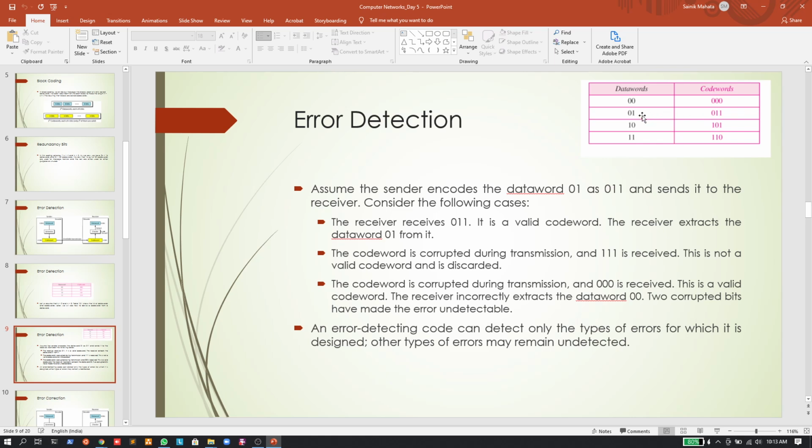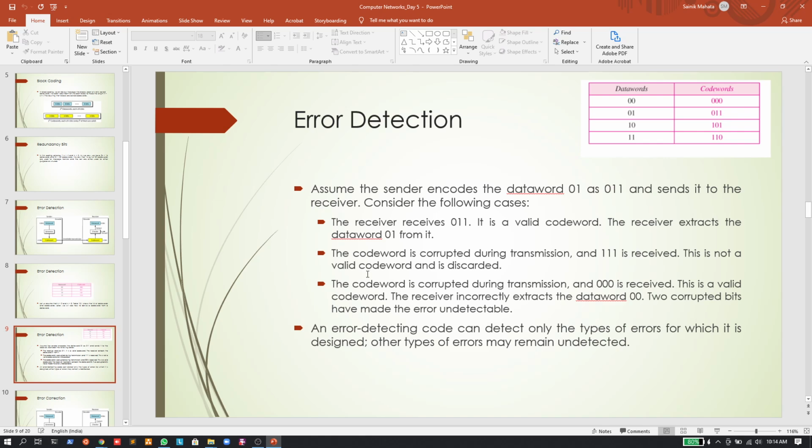So if the sender encodes the data word 01 as the code word 011 and sends it to the receiver, we can consider the following cases. What's the first case? The receiver receives 011. It's a valid code word, right? The receiver extracts the data word 01 from it. Now how do we extract this? We will see in the later half, but in this example, just removing the redundant bit will extract the data word from the code word. So this is the first scenario, where there is no error.